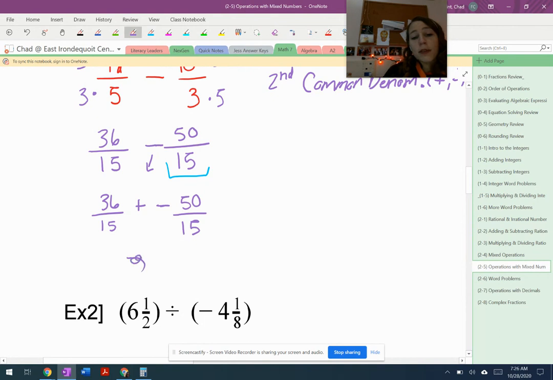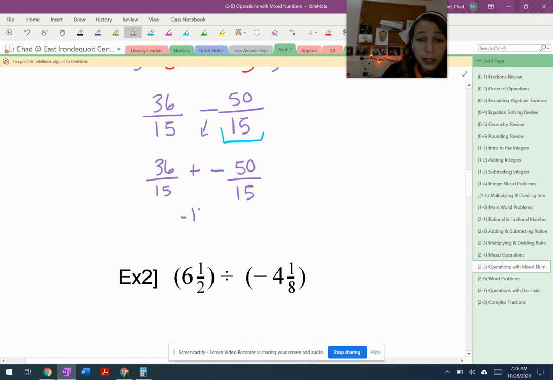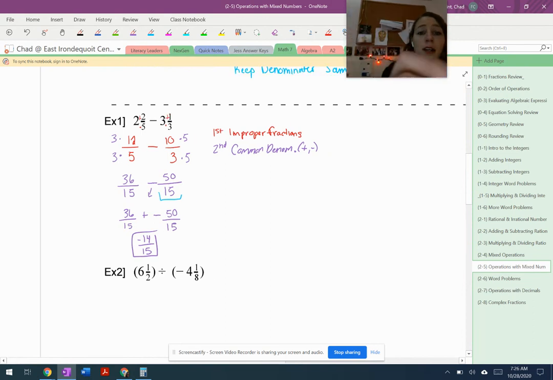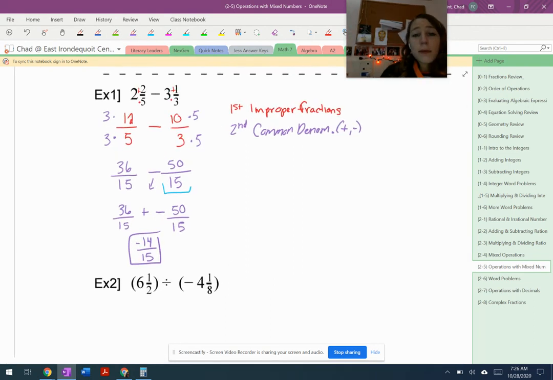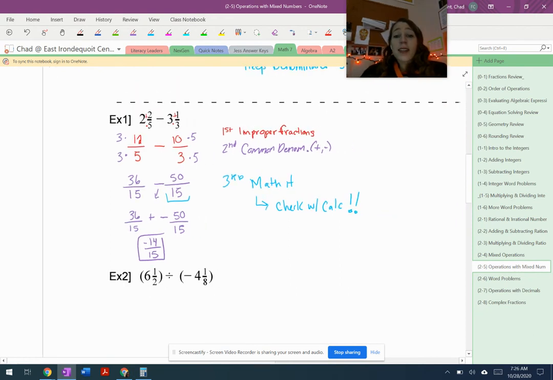I'm just going to move that up a little bit. Negative 14 over 15. Let's finish our steps. So first improper fractions, then we did common denominators, then just math it. And there's our first example.